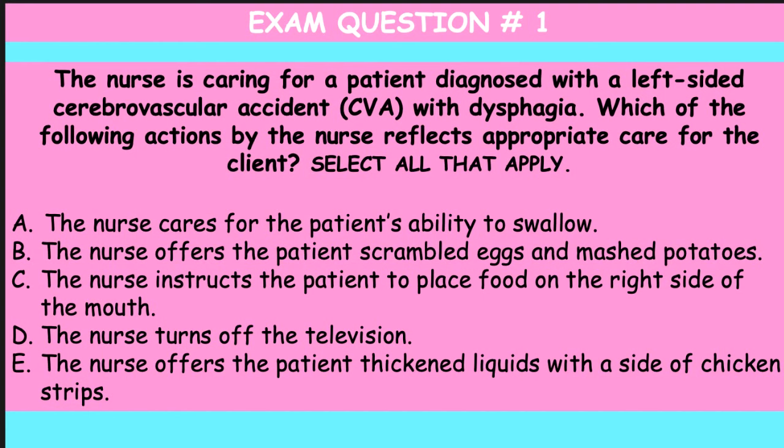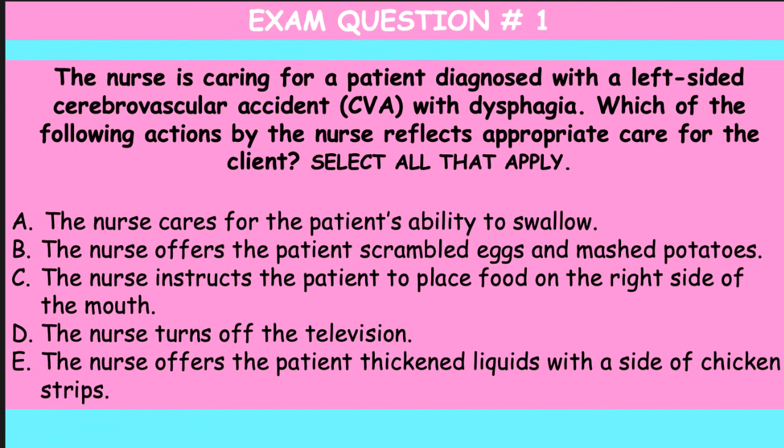E. The nurse offers the patient thickened liquids with a side of chicken strips. Remember that the patient has dysphagia, difficulty swallowing, due to the left-sided stroke that they had. Therefore, they need to eat soft foods. Although we will provide the patient with thickened liquids, the side of chicken strips cannot be given because it is an item that is not easily swallowed.